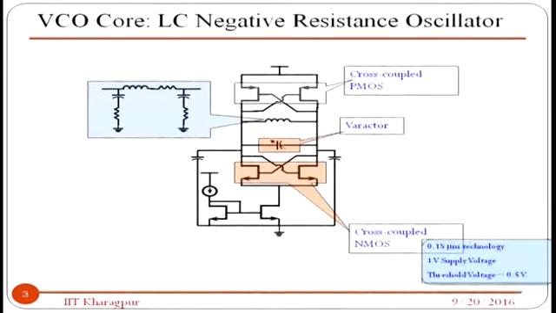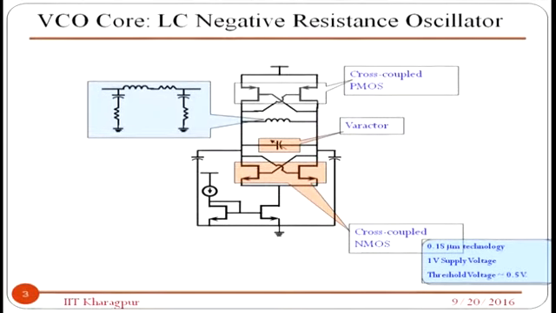So let me go straight to the VCO design. The typical topology of any kind of VCO here is an LC tank cross-coupled VCO. What is that? You have both a PMOS and an NMOS pair, which is connected with a tank circuit, which is a parallel combination of a variable capacitance and an inductor. And this variable capacitance is basically a MOS varactor.